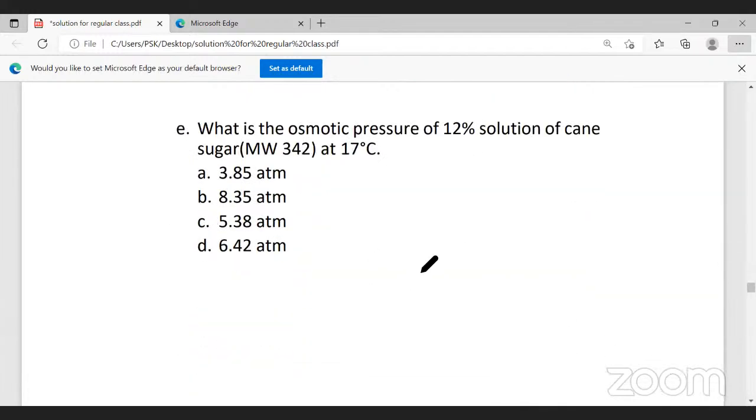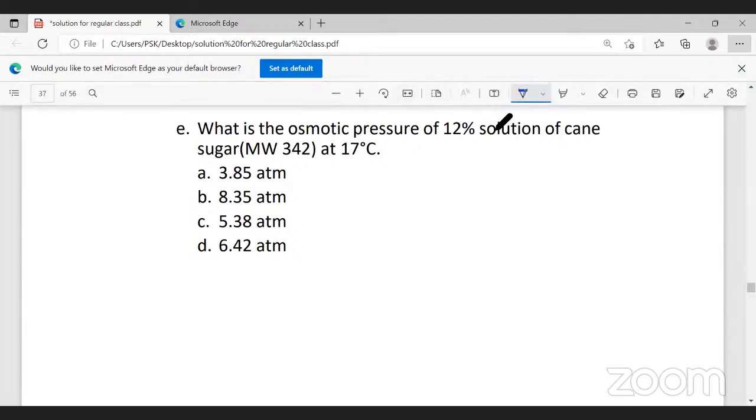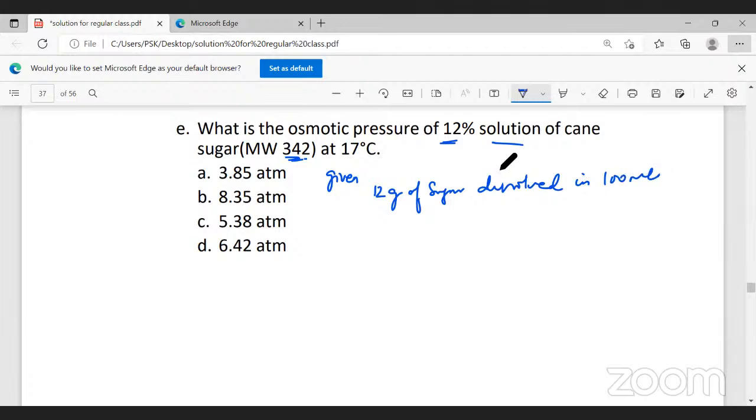Next problem. What is the osmotic pressure of a 12% solution of cane sugar? Cane sugar is sucrose, molecular mass is 342, at 17 degrees Celsius. What is given? The 12% they say. What do you mean by 12%? 12 grams of sugar dissolved in 100 ml of water. Weight by volume, 12% means 12 grams of sugar in 100 ml of water.